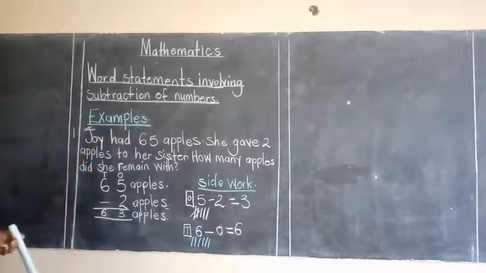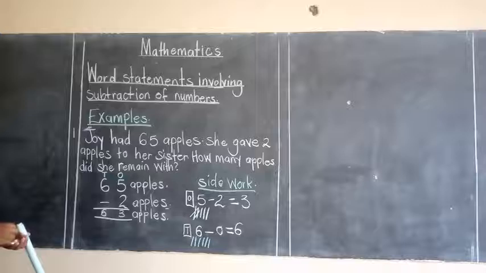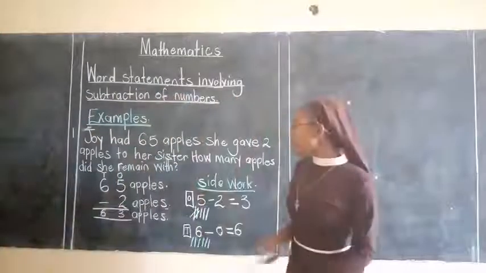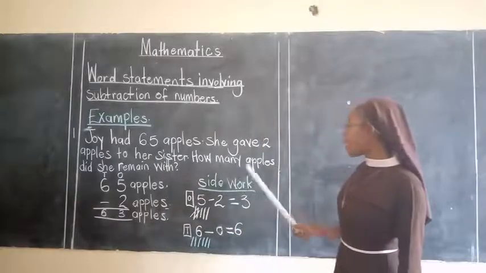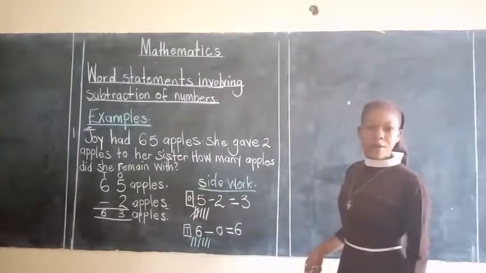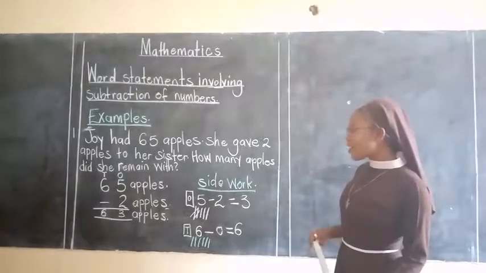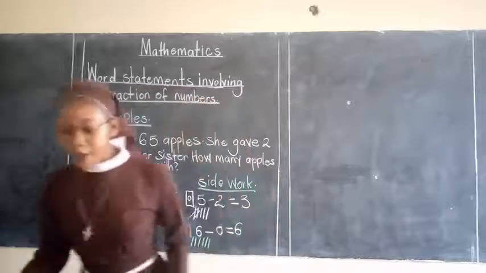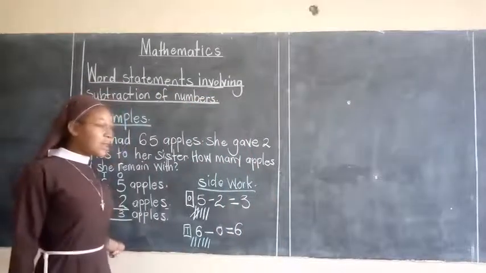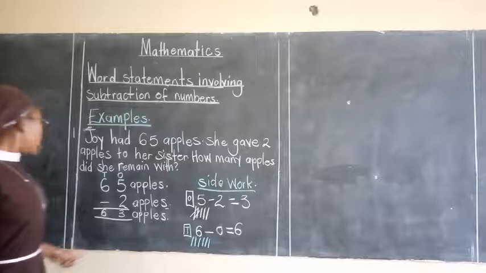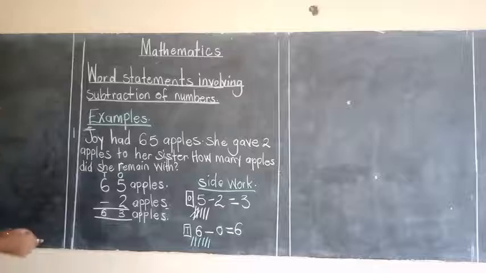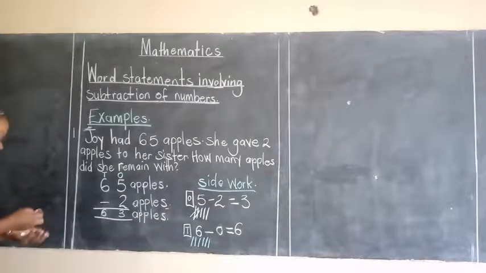After reaching that point, we have not yet finished. Why? The question was asking us, how many apples did she remain with? We are supposed to write the final statement. So we come down here and we write our final statement. What is our final statement? How many apples did she remain with? Our final statement is supposed to be, she remained with 63 apples.